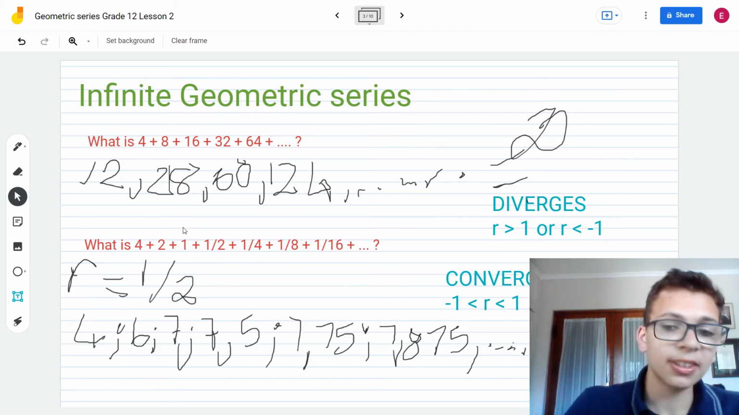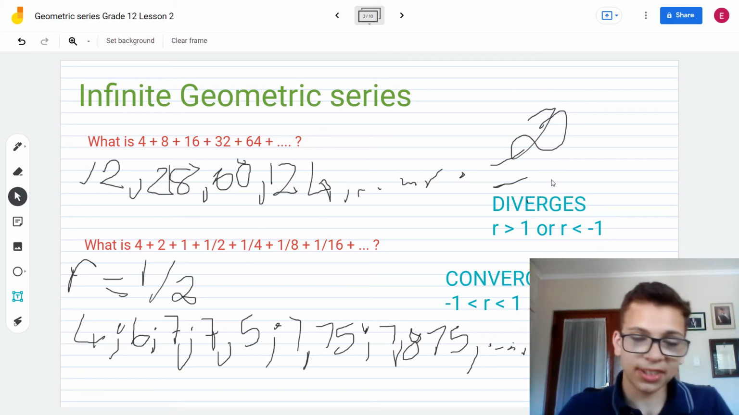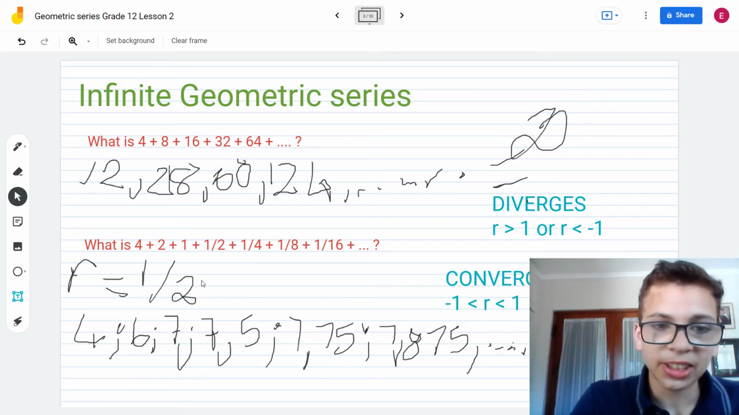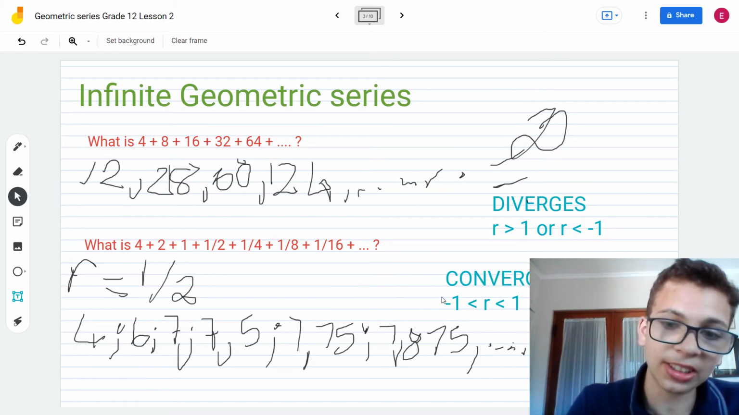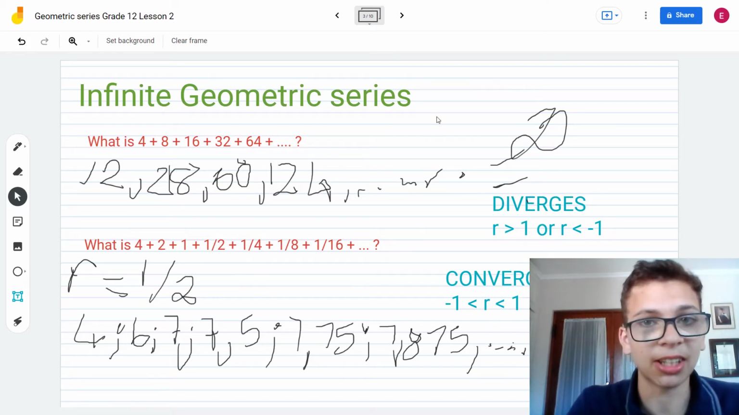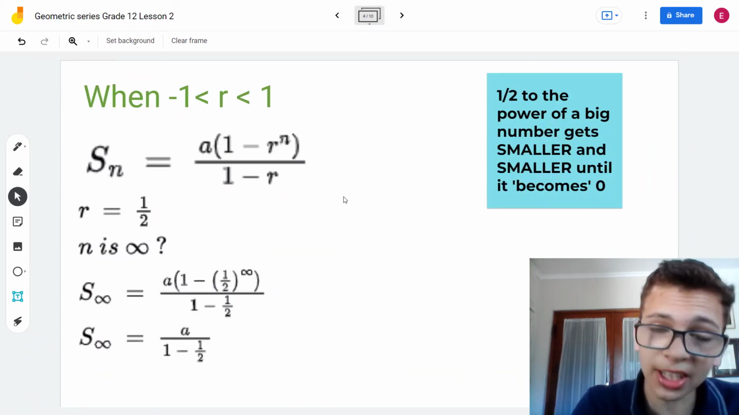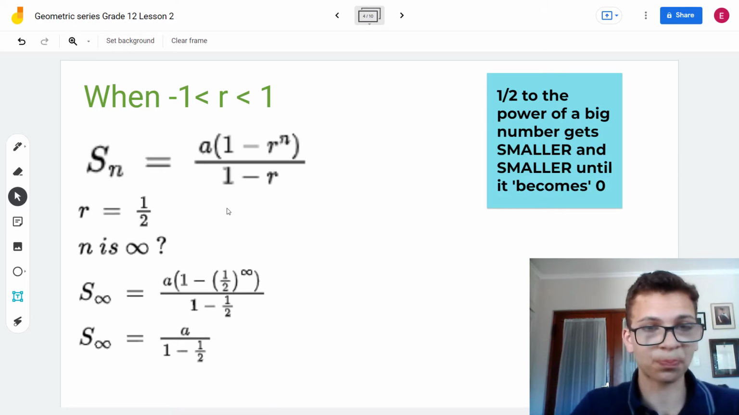However, the ones that diverge aren't that interesting. These ones at the top here will always be either infinity or minus infinity. However, in grade 12 we are interested in the series that converges. That means -1 is less than r, which is less than 1. And that brings us to an actual formula to calculate what number the series converges to.